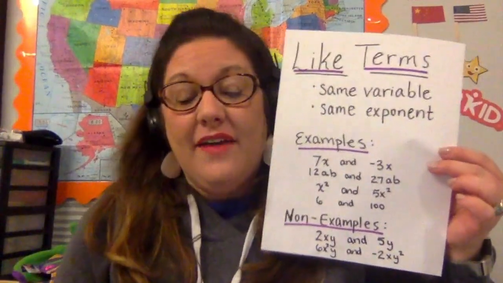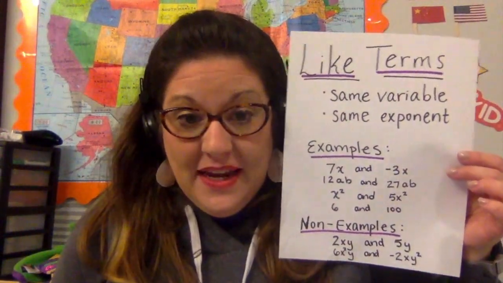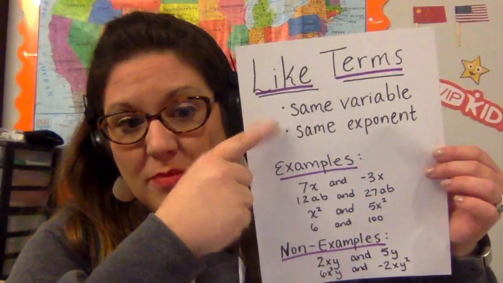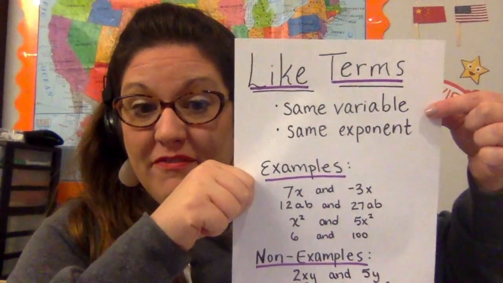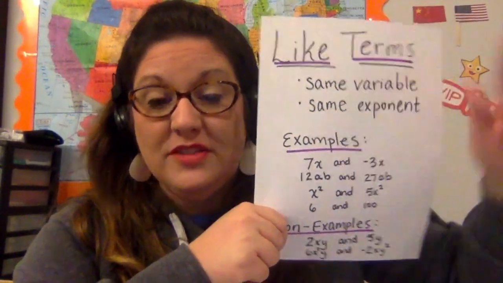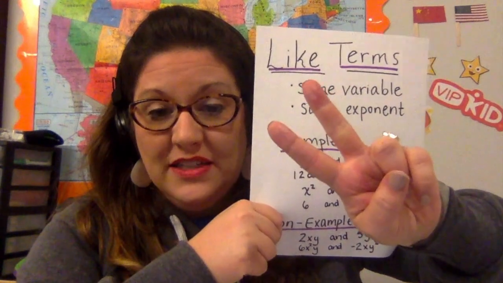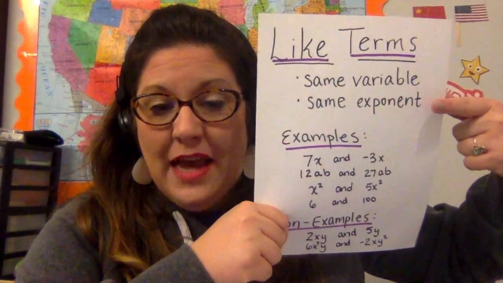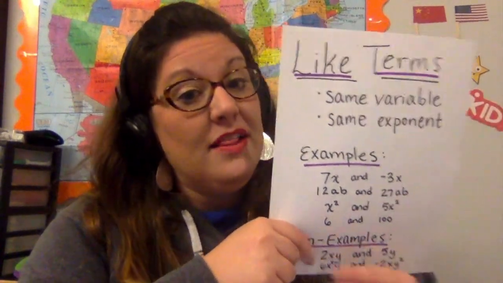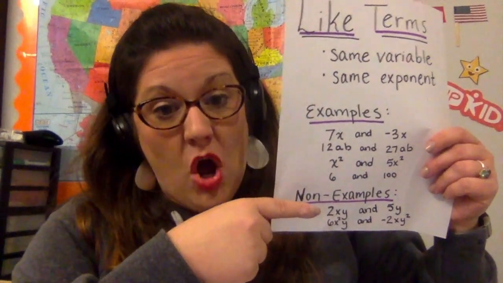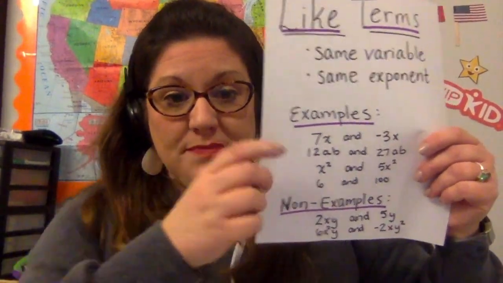So first of all, we have to define what it means for terms to be like terms. Like terms have the same variable and they have the same exponent. So they have to meet those two criteria. Terms with the same variable and the same exponent are considered like terms. So let's look at some examples and then some non-examples of like terms.